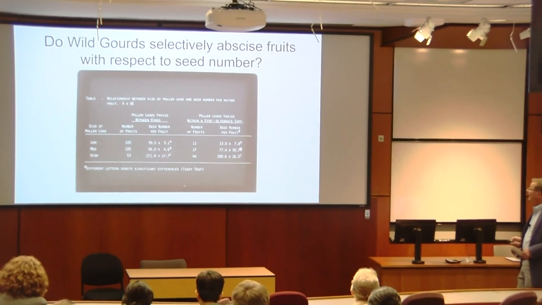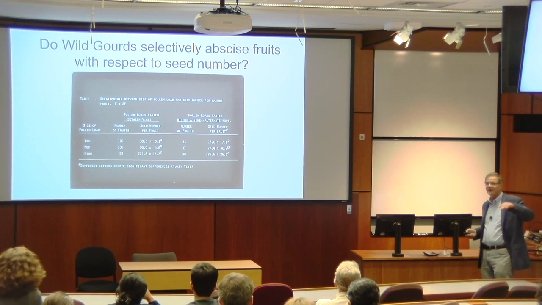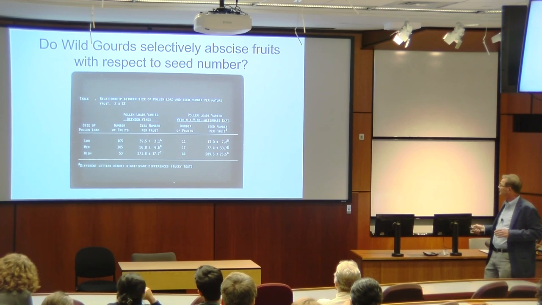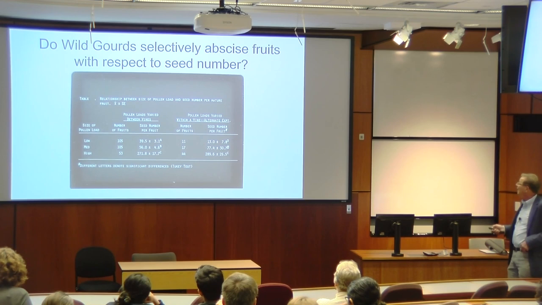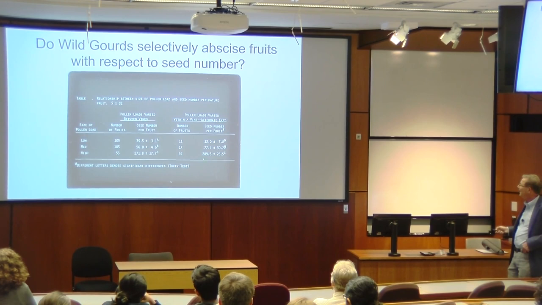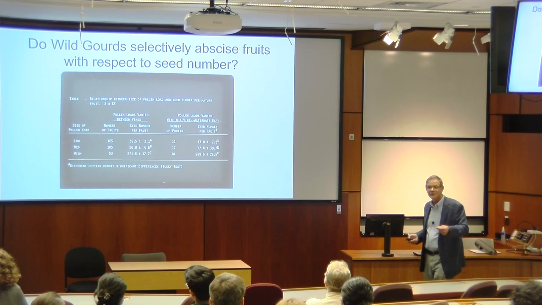When you varied the pollen loads between vines, that is, all flowers got, this is low for low pollen. We got 39 seeds per fruit with the small pollen loads, 56 with the medium pollen loads, 270 with large pollen loads. And then, when we varied them within the plant, we got 137 and 289. So basically, our pollen loads translated into differences in seed number. The small and medium had no pollen competition.